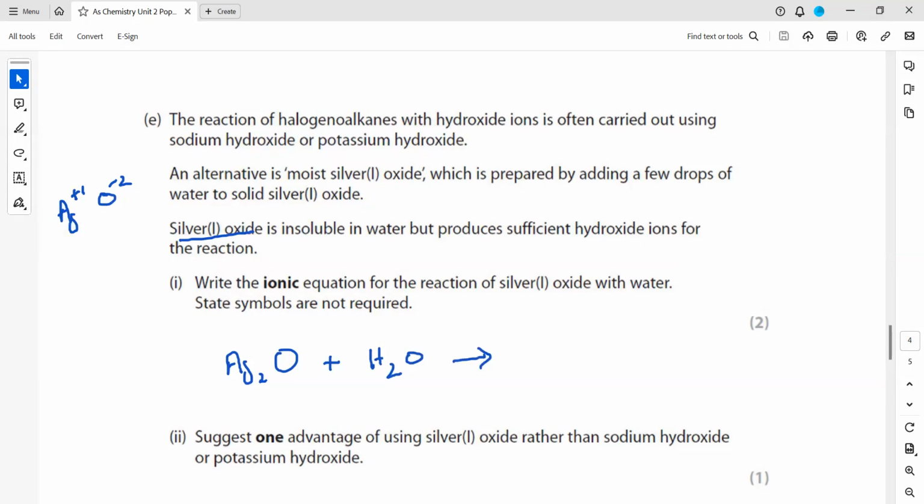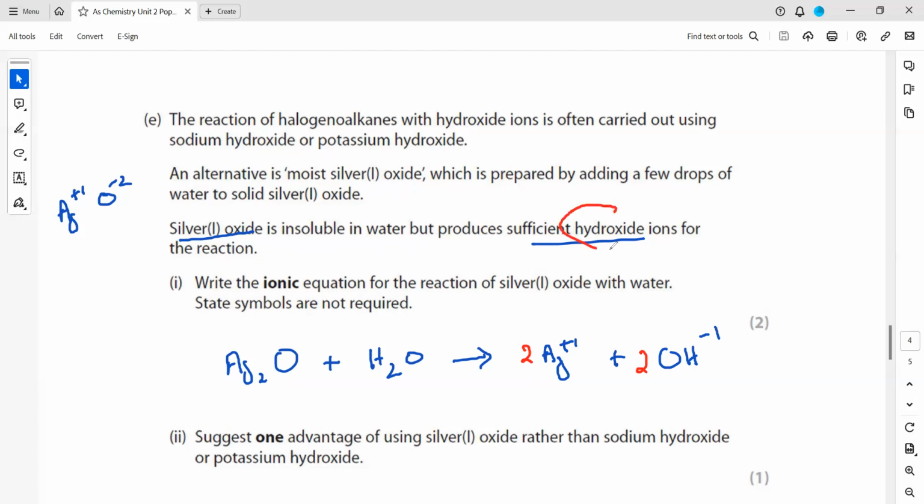As a result, they produce sufficient hydroxide ions, so the ion produced here is hydroxide. Then what will the other ion be? The other ion will be silver, because the hydroxide ions are coming from water and this oxygen is also removed. Then we just have to balance this equation. Whenever you balance, start with oxygen. Here we have 2, so we put 2. Oxygen is balanced, hydrogen is balanced, and silver is 2, so we put 2 and silver is also balanced.